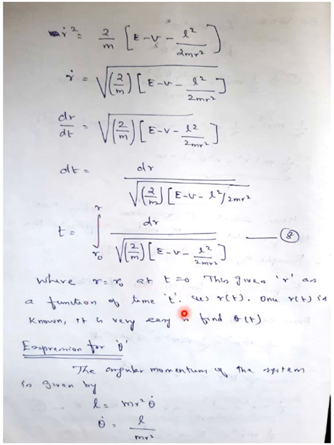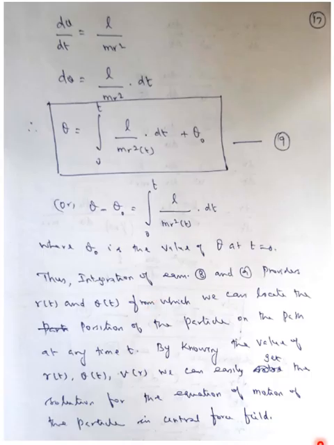Then, how will you find the expression for theta? We know that L is equal to mr square theta dot, or theta dot is equal to L by mr square, or d theta by dt is equal to L by mr square, or d theta is equal to L by mr square into dt. So theta is equal to the integral from 0 to t of L by mr square of t into dt, plus theta naught. That is, theta minus theta naught is equal to the integral from 0 to t of L by mr square of t into dt, where theta naught is the value of theta at time t equal to 0. So by knowing the value of theta, the value of r, and the value of V, we can easily find the solution of the equation of motion for the central force field.